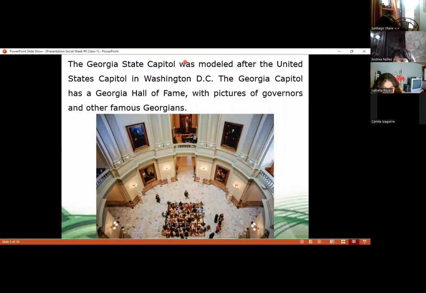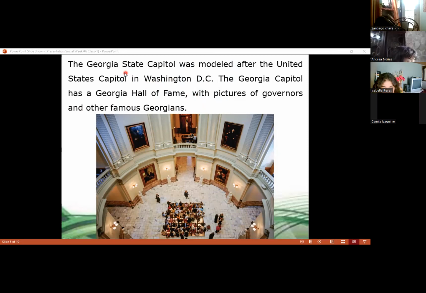Okay, let's continue here with the reading. Oh my, okay, we have more information. Andrea Nunez, help me to read this, Andrea. The Georgia state capitol was modeled after the United States Capitol in Washington, D.C. The Georgia Capitol has a Georgia Hall of Fame with pictures of governors and other famous Georgians.